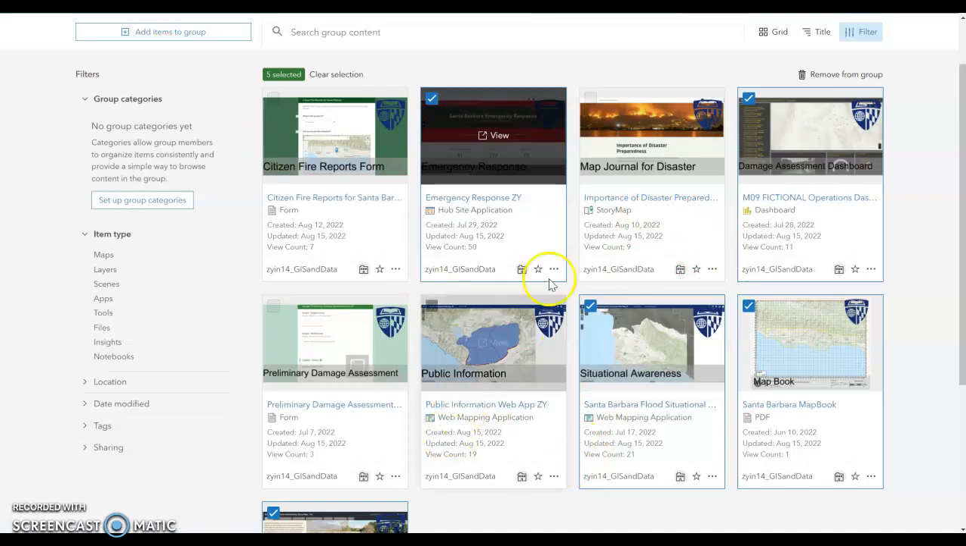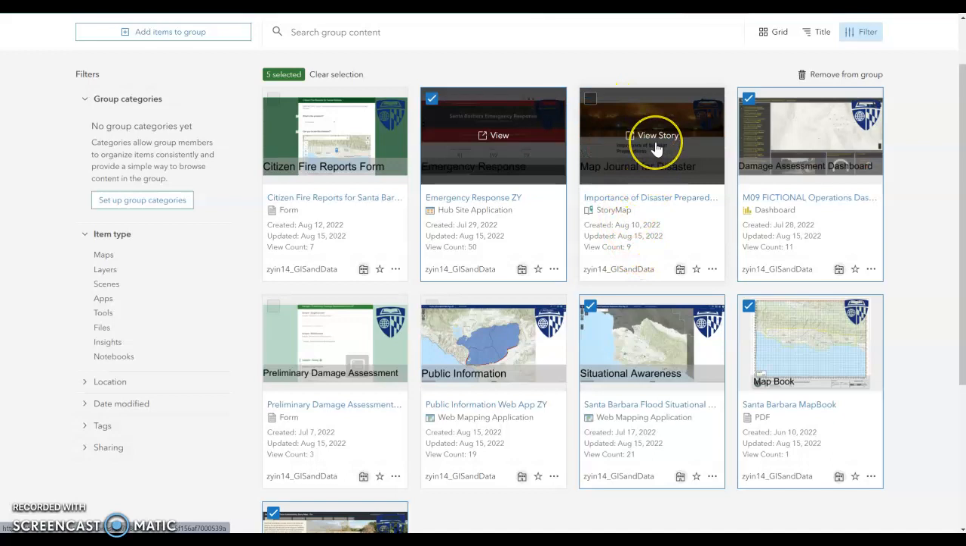Then we have a map journal for disaster. This one talks about the importance of disaster preparedness. It is for emergency responders and also the management team, so they can be aware of how to better prepare for disasters and emergencies by looking over the story map and getting an idea of how a disaster can cause damage and cost money as well.